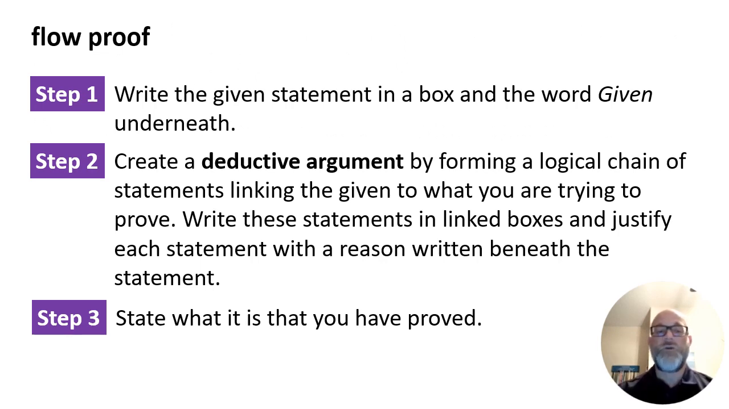This would be the structure of a flow proof. Write the given statement in a box and the word given underneath. Then create a deductive argument by forming a logical chain of statements linking the given to what you're trying to prove. Write these statements in linked boxes and justify each statement with a reason beneath the statement. And then state what you have proved. That's a flow proof for you. All right.